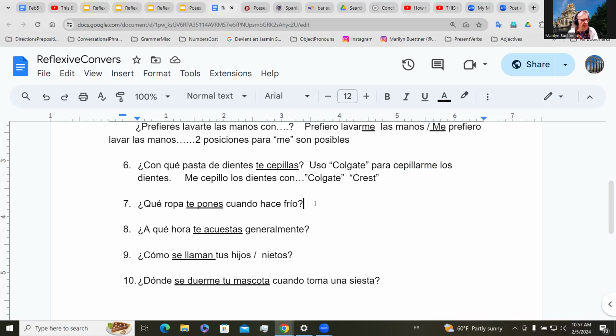Por ejemplo, ¿qué ropa te pones? Me pongo, right? If I'm answering for yo, it has to be a me pongo. Me pongo un suéter. Me pongo una chaqueta. Me pongo muchas capas de ropa. Many layers of clothing. Me pongo mucha ropa. I put on a lot of clothes. Me pongo mucha ropa cuando hace frío.